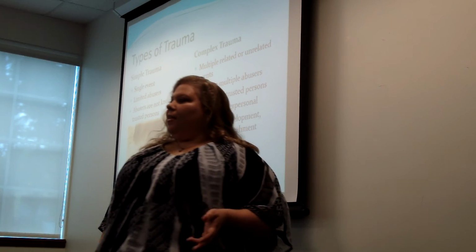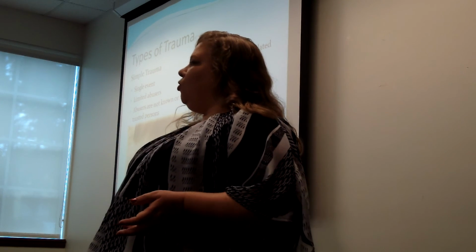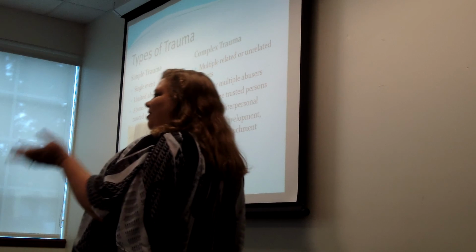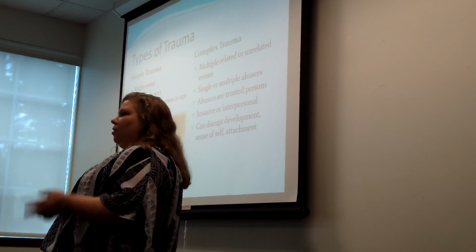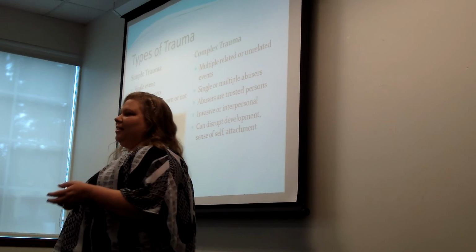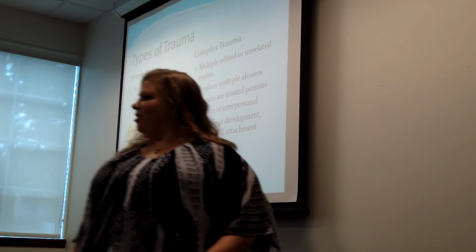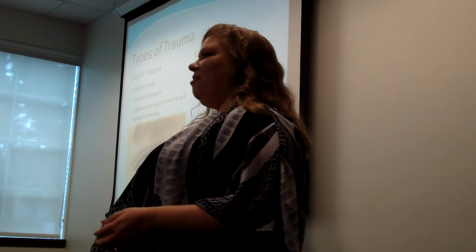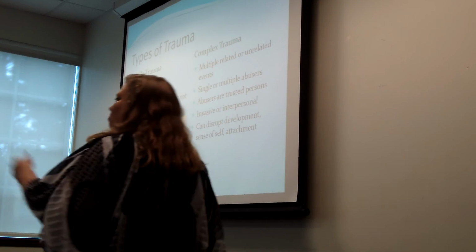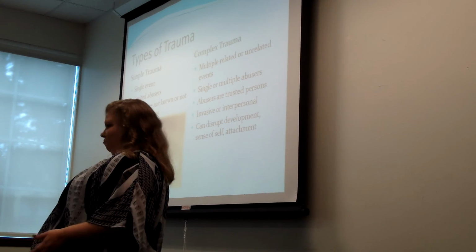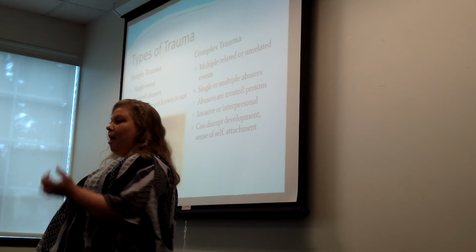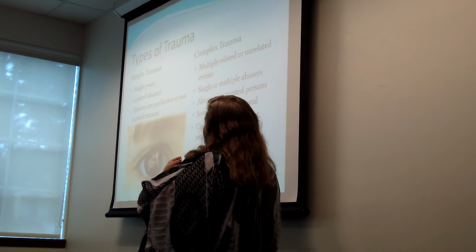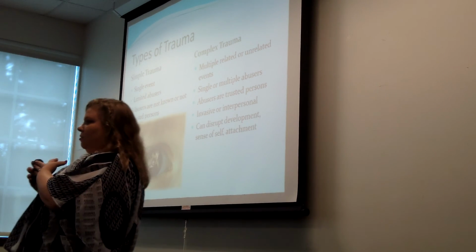So let's say a kid was 7 years old, and in the unusual case was kidnapped by a stranger, taken into one of those windowless white vans that we see so many things about, and abused and then let back out. That would be a case of simple trauma. It happened once, abusers were not known or not trusted, and there were a limited number of persons involved.